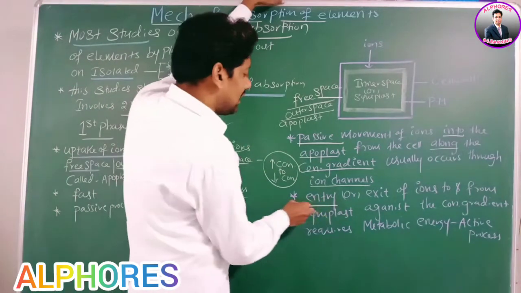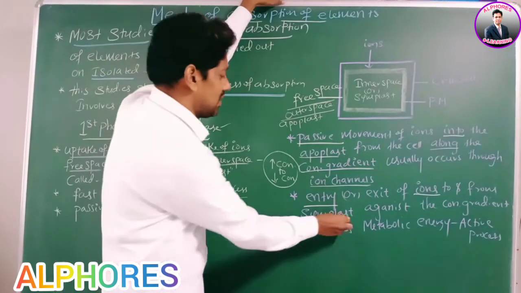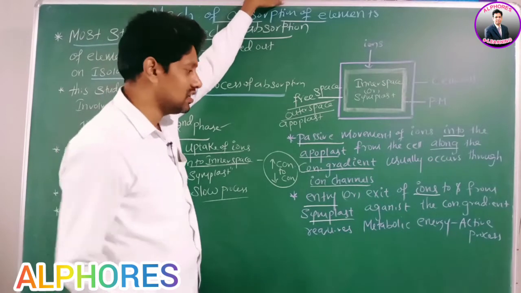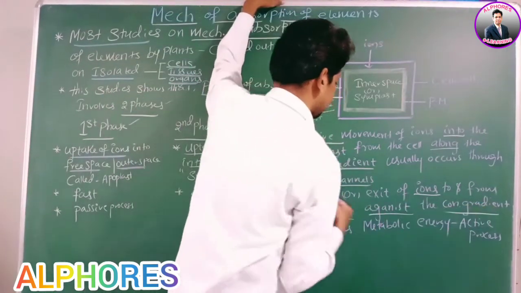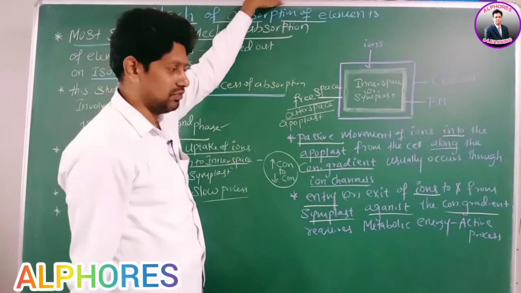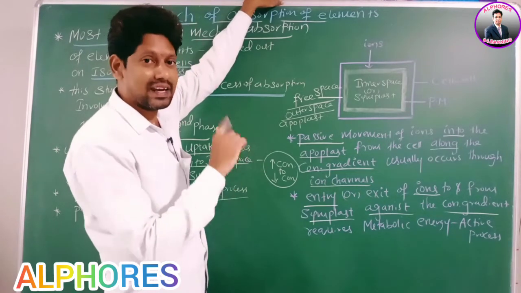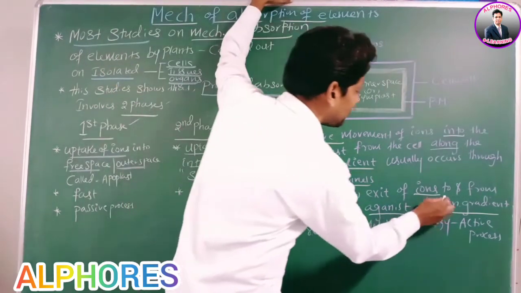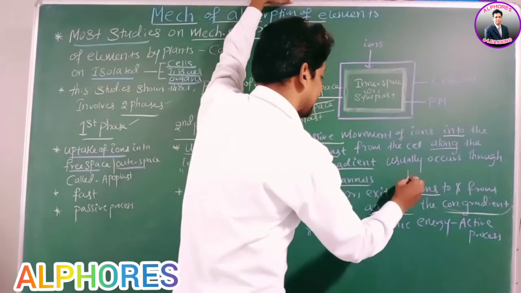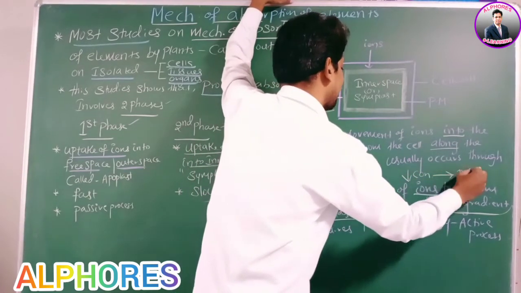Entry of ions into symplast against the concentration gradient. See this statement carefully. What enters? Ions. Into what? Symplast. How? Against the concentration gradient. Concentration gradient means difference in concentration. Against the concentration gradient means from lower concentration region to higher concentration region.